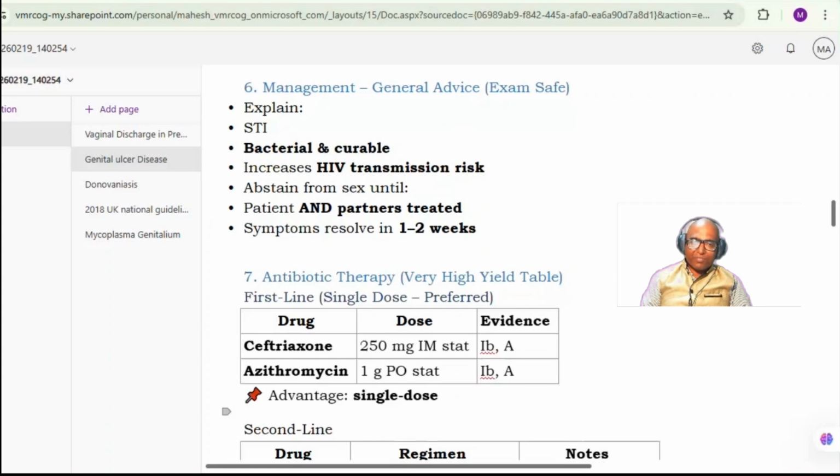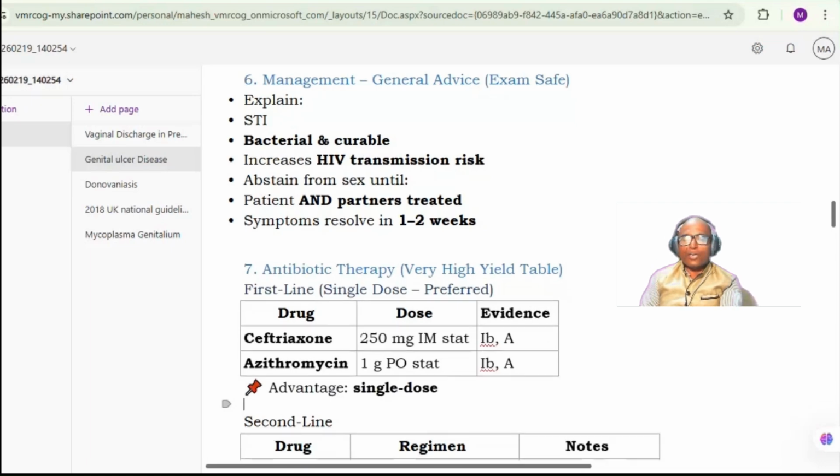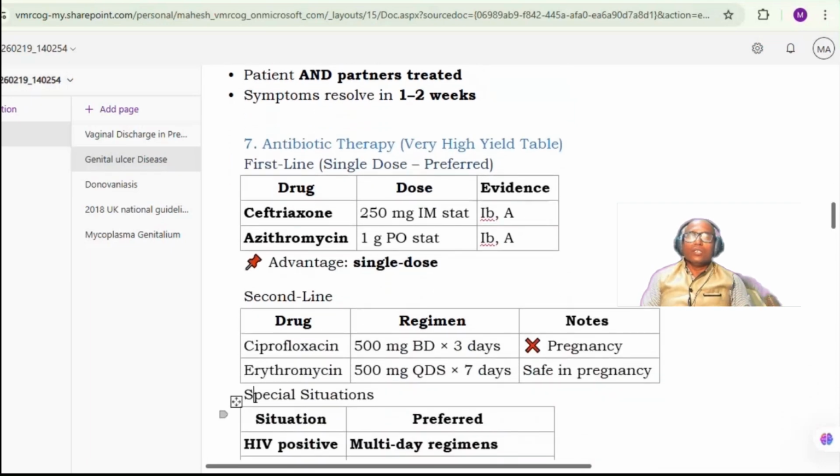There is an increased risk of HIV transmission. Abstain from sex until the patient and the partners have completed the treatment. Symptoms resolve generally in 1 to 2 weeks. Okay, what is the treatment for chancroid? Ceftriaxone 250 milligram intramuscularly, given stat. The other alternative is azithromycin 1 gram orally.